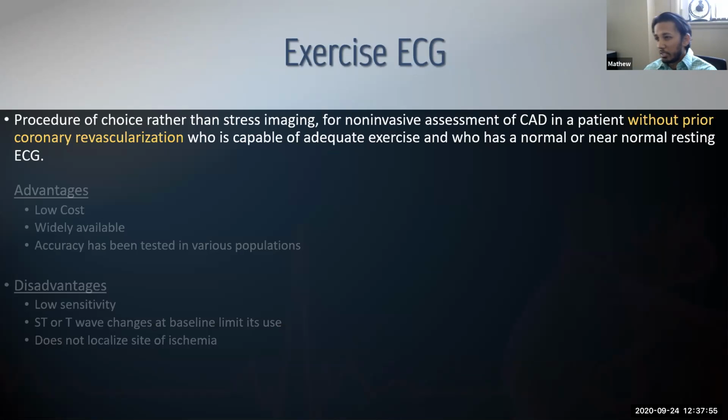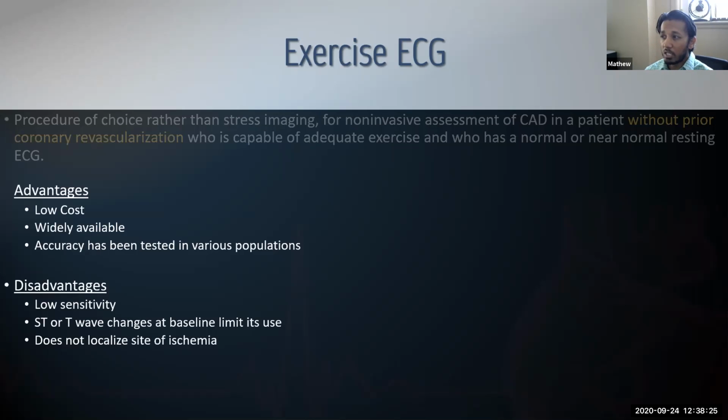So the exercise ECG is really going to be a procedure of choice in patients who have never had coronary revascularization, because if they've had that, they know they have some amount of disease, your pretest probability is going high, and you're probably going to want to be able to localize better. And we know that the ECG is not going to localize that. We're going to have to do a nuclear plus or minus an echo. The echo is really not going to help you localize as well as a nuclear would.